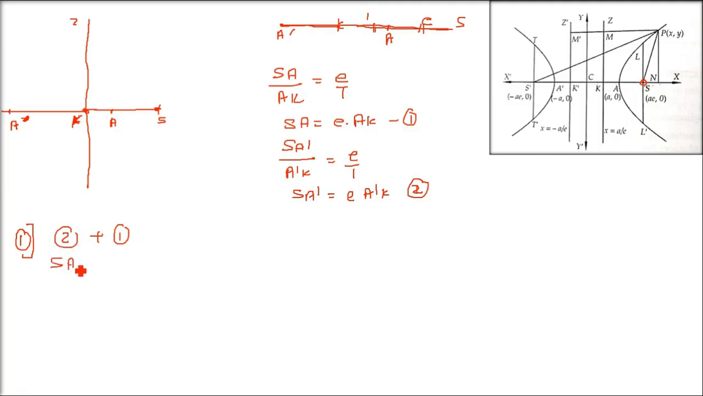Before this, I have to tell you one thing. Just let me write the equation and then I'll go back. SA plus SA dash equals, left hand side we are adding, now we are adding the right hand side, EAK plus EA dash K. So this SA and SA dash, now take this A and A dash. A is the internal point of internally dividing, A dash is externally dividing.